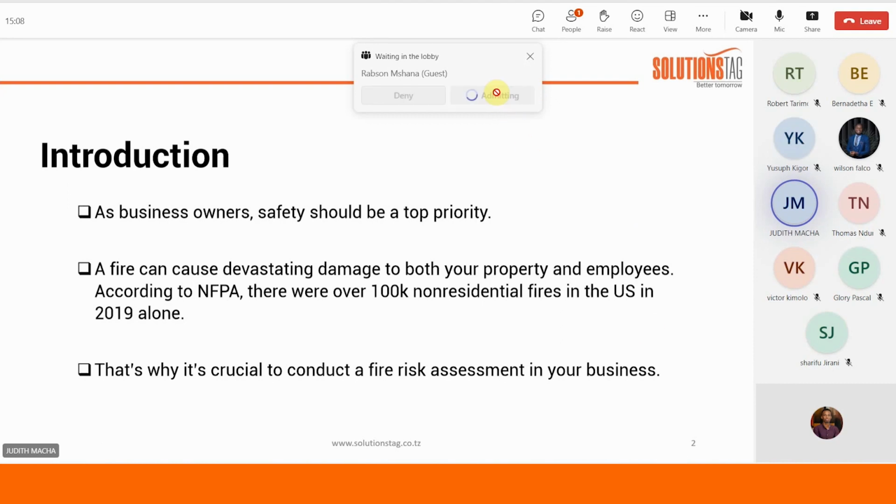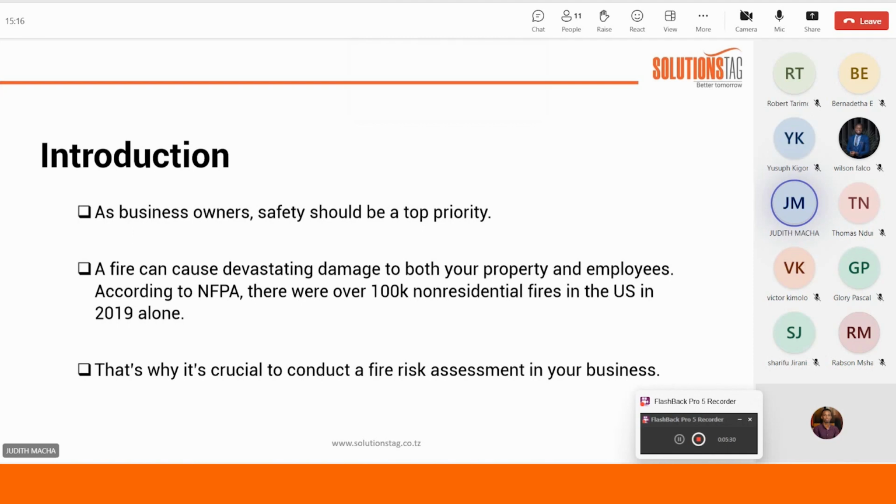Just from the NFPA, the National Fire Protection Association, this was one of the pieces of information in 2019: there were over 100,000 non-residential fires in 2019 alone. So with this, you can see it's very crucial to conduct a fire risk assessment in your business. With this number of incidents happening, it's very important for us to conduct a fire risk assessment to ensure we minimize whatever kind of risk, especially of fires that can happen in our environment or at our workplace.